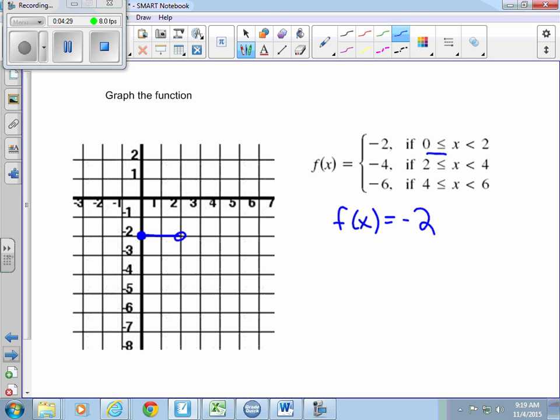And what's the next piece? Y equals negative 4. Also a horizontal line. Does everyone agree? So where am I going to graph that horizontal line? From 2 to 4. So I'm going to graph negative 4 from 2 to 4. Why did I do the filled-in dot on the left and the open dot on the right? Less than or equal to, and then just less than. Any questions so far?